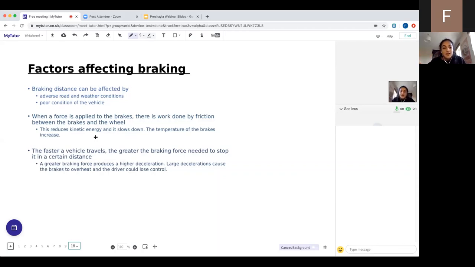The faster a vehicle travels, the greater the braking force needed to stop it in a certain distance. But a greater braking force produces a higher deceleration. But large decelerations cause the brakes to overheat and the driver to lose control. So they are bad. We don't want to produce great braking forces.